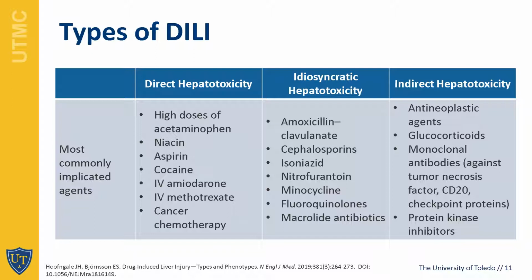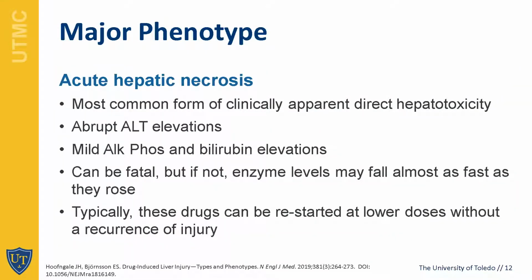And finally, as I kind of alluded to before, this emerging indirect hepatotoxicity is primarily related to any antineoplastic agents, glucocorticoids, and then, like I had said, monoclonal antibodies, either against tumor necrosis factor, CD20, or checkpoint proteins, and protein kinase inhibitors. So again, as I mentioned, the major phenotype of drug-induced liver injury is acute hepatic necrosis, which is the most common form that falls within that type of direct hepatotoxicity.